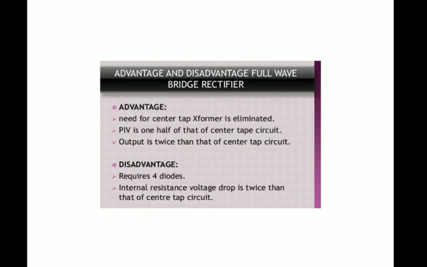Similarly, the disadvantage of using a bridge rectifier is that it requires 4 diodes, but in the case of a full wave rectifier using a center tap transformer, only 2 diodes are used for single phase rectification. And the internal resistance voltage drop is twice that of the center tap circuit.